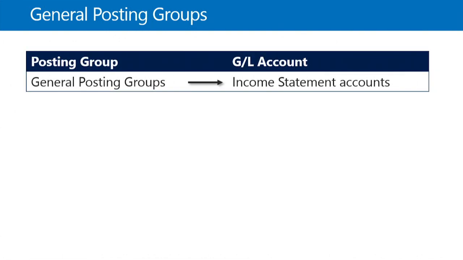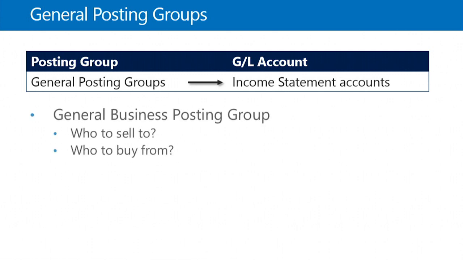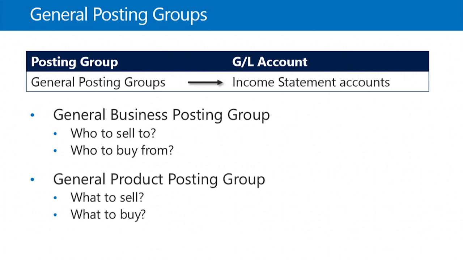So first of all, what we will do is link income statement accounts. So with the specific posting groups, we were linking balance sheet accounts. Now it's income statement. And we will do this based on two different posting groups. So the first one is the general business posting group, which is answering the question who to sell to, who to buy from. And then the second one is the general product posting group, what to sell, what to buy. You see in my very simple example, the general business posting groups are government and private, and the general product posting groups, hardware and software.